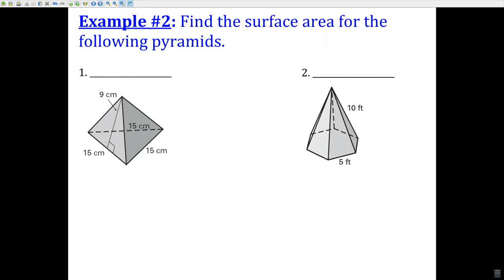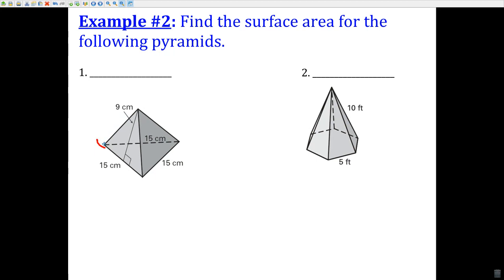All right, so let's try this out. Got some nice looking problems coming forward, and then we'll get to some cones after we're done with this. So a couple things you've got to do here. First, you've got to realize the base.